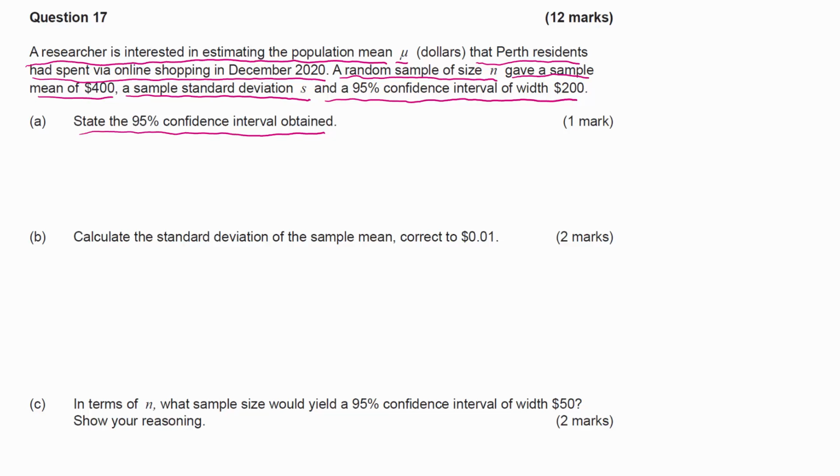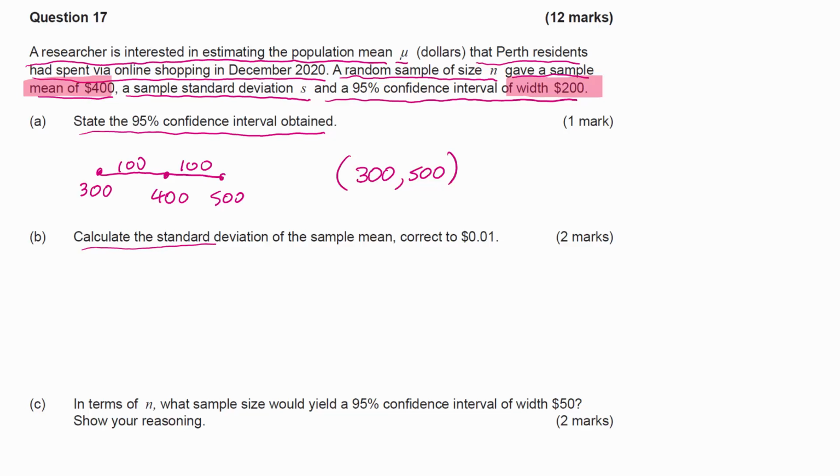So what do we know about this confidence interval? We know that the width of the confidence interval is 200 and the middle will be 400. So in other words, with 400 in the middle and a width of 200, that means 100 either side. So it's going to go from 300 to 500. So 300, 500.